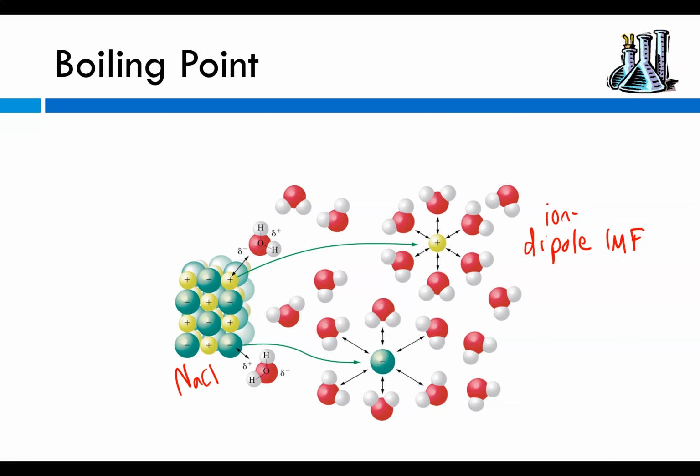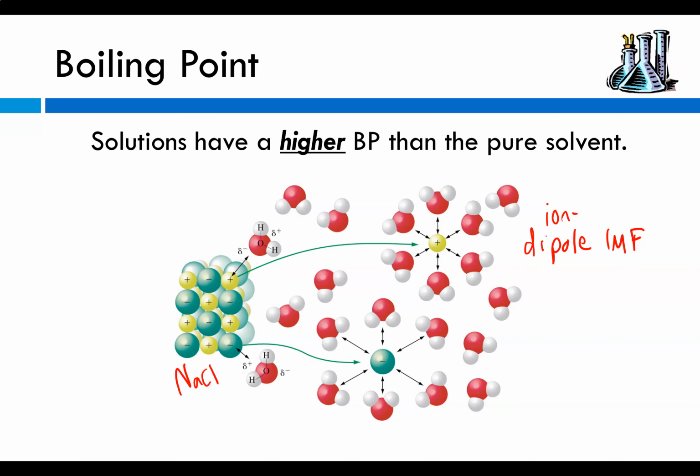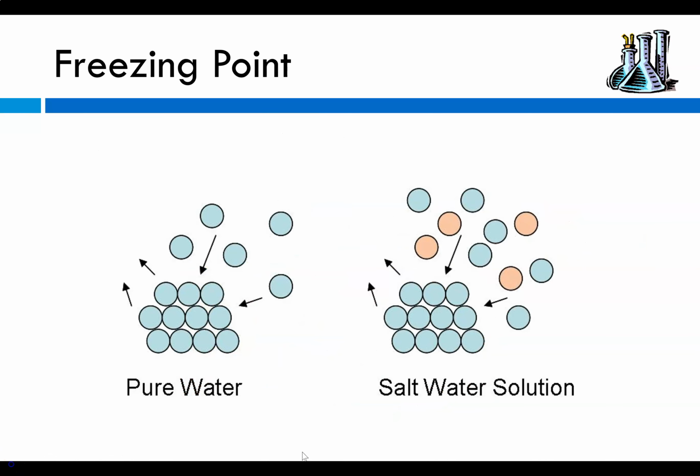So we have more intermolecular forces, so more energy will be required to get this substance to boil. This is why we always see the solution having a higher boiling point than the pure solvent. It doesn't matter if we are looking at an ionic compound getting dissolved, like we see here, or if we're looking at something that is covalent, a molecular solid like sucrose, for example. You're going to have an increase in the number of intermolecular forces, so you're going to need more energy to boil the solution, therefore a higher boiling point.